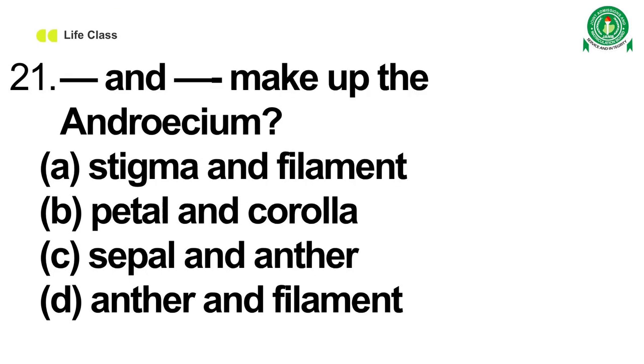Dash and dash make up the androecium. So basically the androecium is the male part of the flower, so the male reproductive system in flowering plants. So which of these two make up the male reproductive part of the flowering plant? A says stigma and filament. That's not the correct answer. B says petal and corolla. That is the flowering part of the plant, so it's not the answer. C says sepal and anther. That's not correct. Now D is the correct answer, which is the anther and the filament. The filament holds the anther in place, so the correct answer is D.